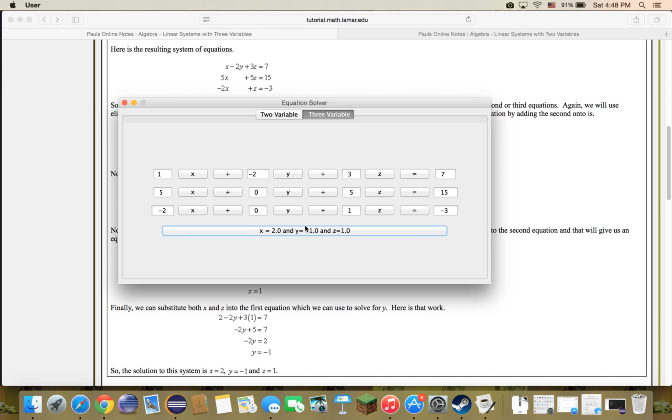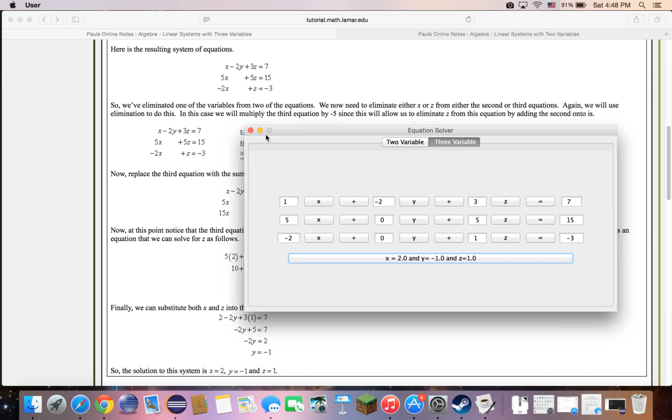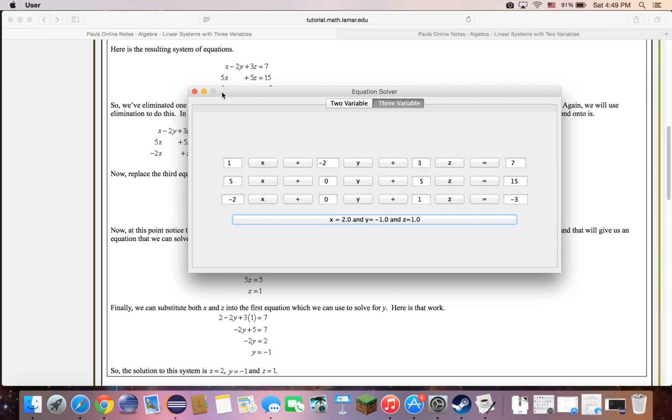Click for answer. We get x equals 2, y equals negative 1, and z equals 1. And let's look here. They show you how to solve it, and then they get to their final answer, x equals 2, y equals negative 1, and z equals 1. So our program works.